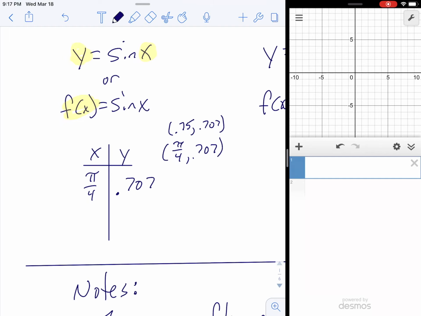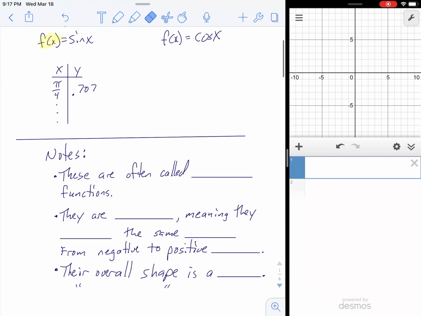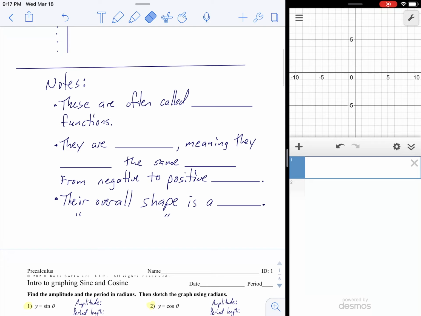And you could certainly plot that, and then you pick another point and another point and another point and then plot them and you get a graph. Same thing obviously for cosine. We won't be plotting points and working things out on a chart, though. We'll use Desmos. That's why you see it on the side of the screen here. So notes before we get started.